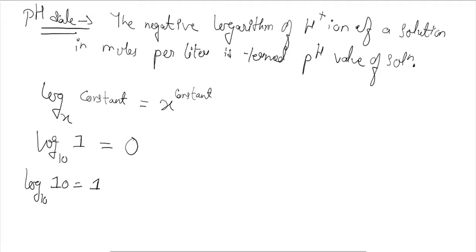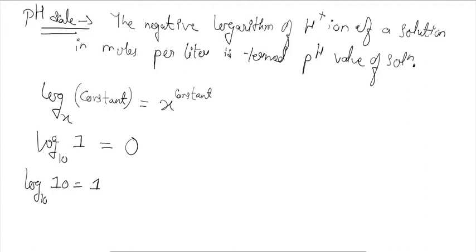Logarithm is the power to which the base must be raised to get that particular number. Here, 10 to the power 0 gives 1, so the log value is 0. Similarly, 10 to the power 1 gives 10, so the value becomes 1. Now we are going to find the formula for the pH scale.